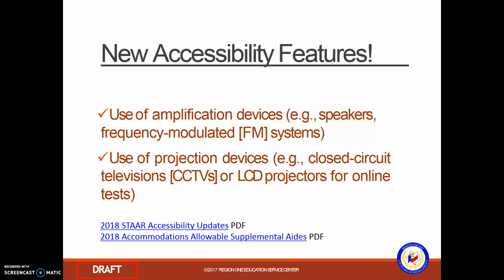New accessibility features include the use of amplification devices, speakers, frequency modulated systems, use of projection devices, closed circuit televisions, LCD projectors for online testing. You can find those at the following links. You can always click on those links and go to the PDF file that shows you the 2018 STAAR accessibility updates and the 2018 accommodations allowable supplemental aids.